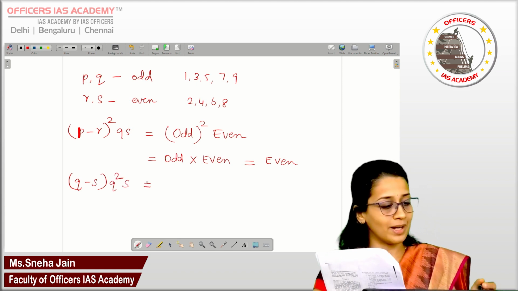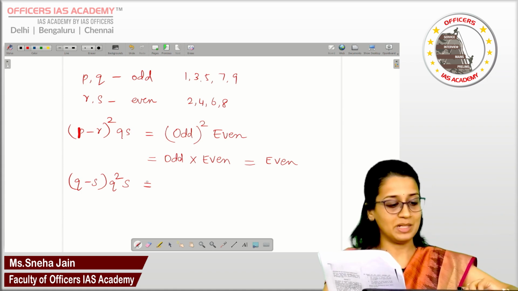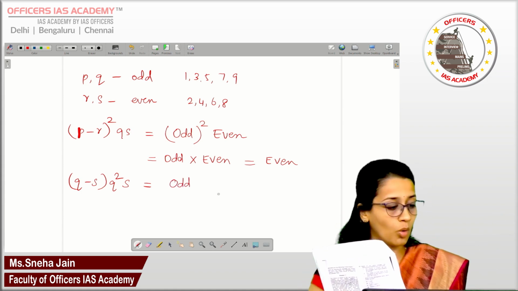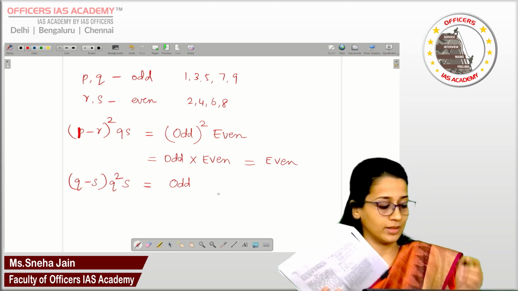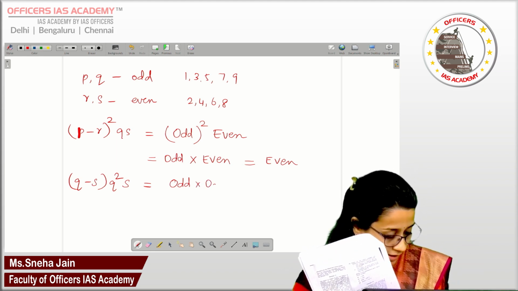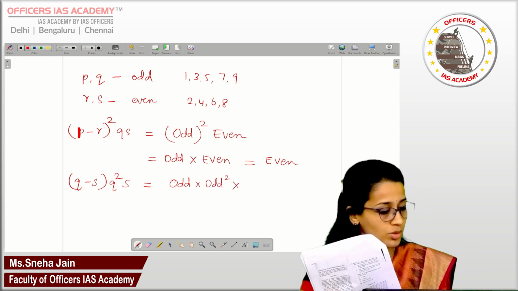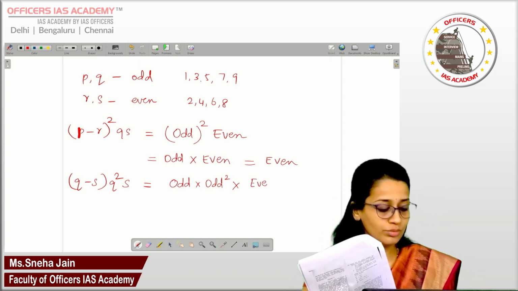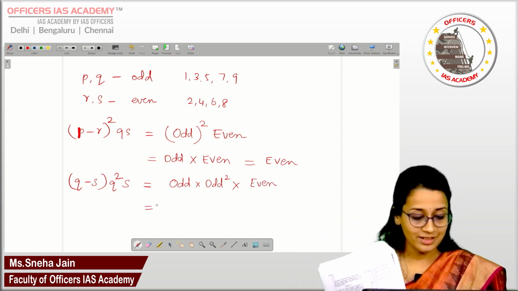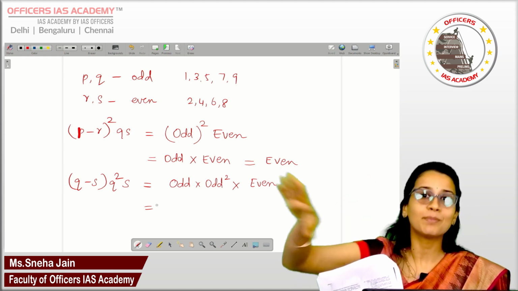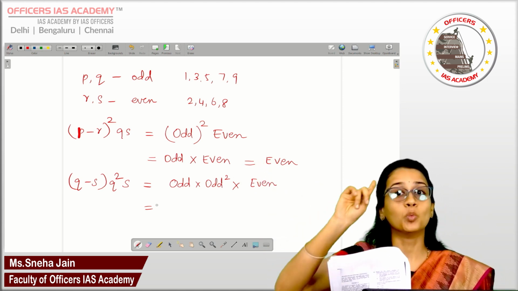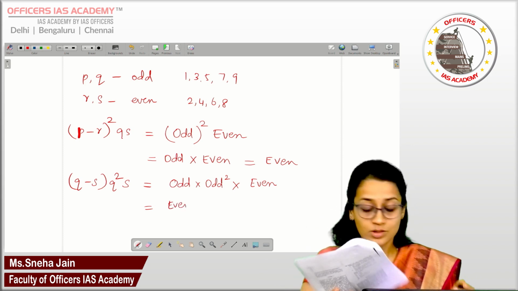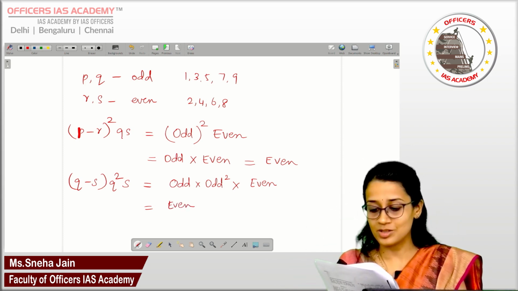So what is Q minus S? An odd minus an even number. Odd minus even means it's an odd number. What is Q square? Odd number, the whole square. So odd into odd square into S is nothing but even. Now, remember in multiplication, whenever you multiply any number of odd numbers, but if you have even one even number, your ultimate answer is going to be even. So this statement is also correct.